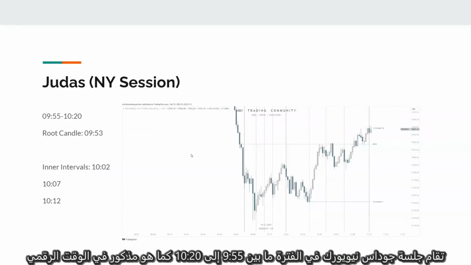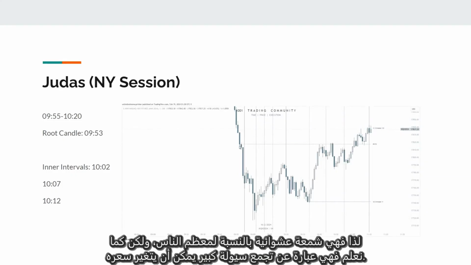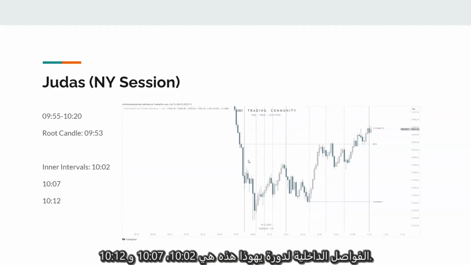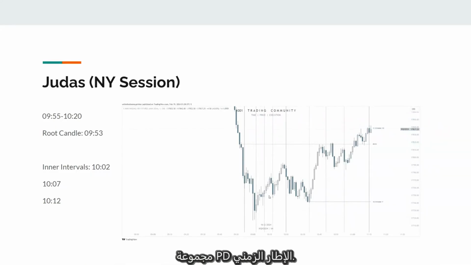Judas New York session takes place between 9:55 to 10:20, as stated in the Digital Time Theory book. The root candle of focus is going to be the 9:53. It is a random candle to most, but as we know, it is a large liquidity pool that price gets dragged to many times throughout the week. The inner intervals for this Judas cycle are 10:02, 10:07, and 10:12. At any one of these intervals, we can expect a reversal to occur based off a higher time frame PD array.